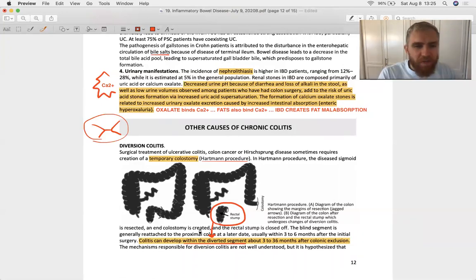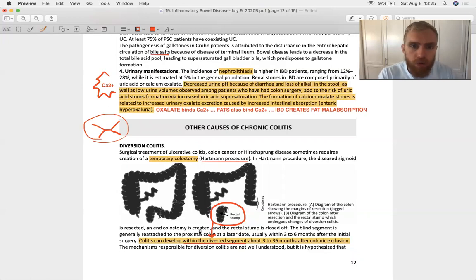And oxalate is found in leafy greens and other different plants. It's very high in spinach. So if you eat a ton of these foods, you're at a higher risk for oxalate stones, and you couple that with Crohn's disease. You get fat malabsorption, fat binds to calcium, calcium can't bind to oxalate. You absorb the oxalate, it goes to your kidneys, it makes a stone.